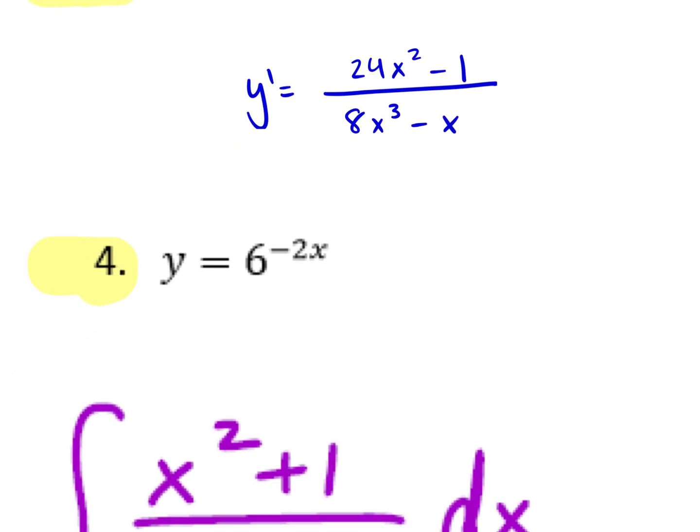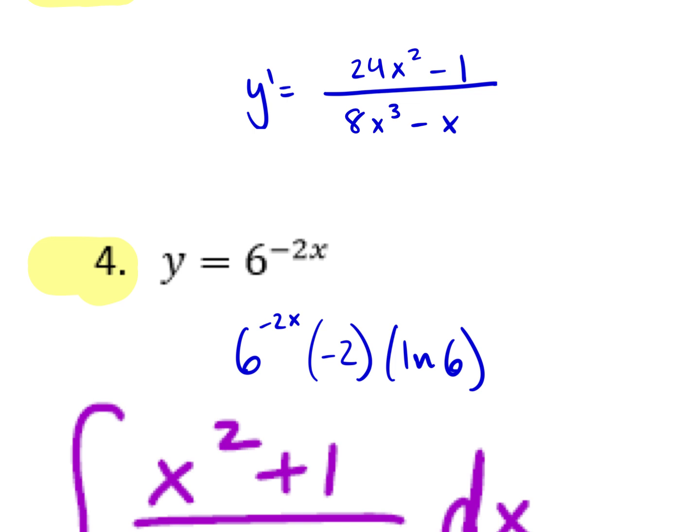For our derivative of an exponential function, what would we do? It's just the exponential function and then multiply by whatever's in the exponent. So 6 to the power of negative 2x times what? Negative 2. Do we have to multiply by anything else? The ln of 6. Perfect.